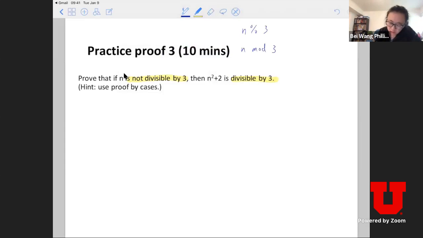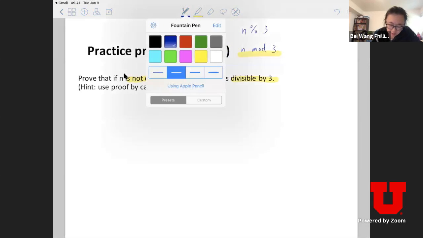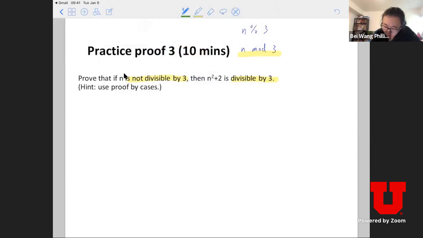In this particular problem, I'm going to use this notation, which is taking the remainder of an integer when it's mod 3. If something is divisible by 3, for example, if 3 divides a number n, then that means n mod 3 is equal to 0. That means there's no remainder. If 3 does not divide a number n, then it means n mod 3 is not equal to 0.